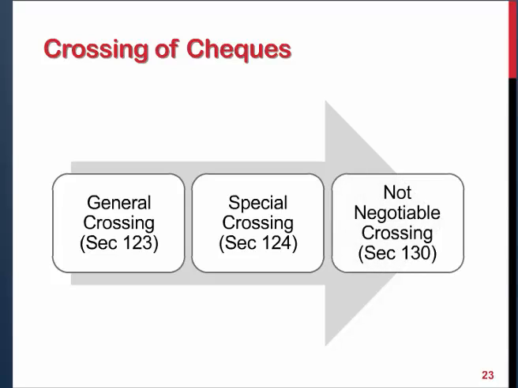Not negotiable crossing, Section 130. A person who takes such a cheque shall not have, and shall not be capable of giving, a better title to the cheque than the person from whom he took the cheque.